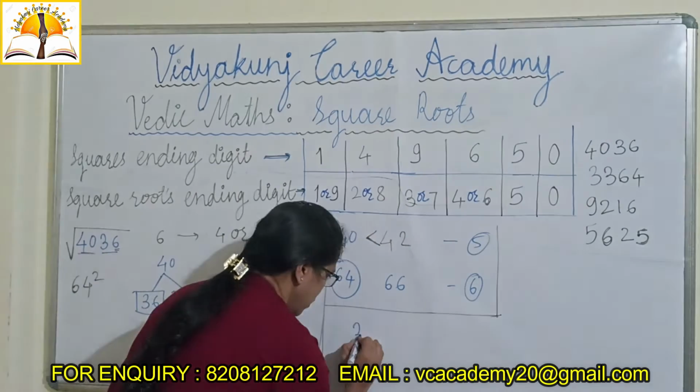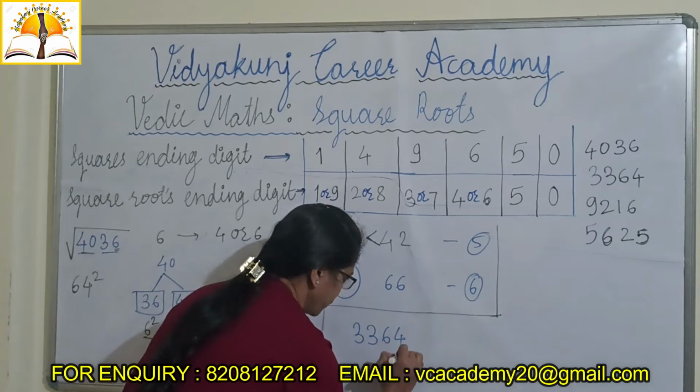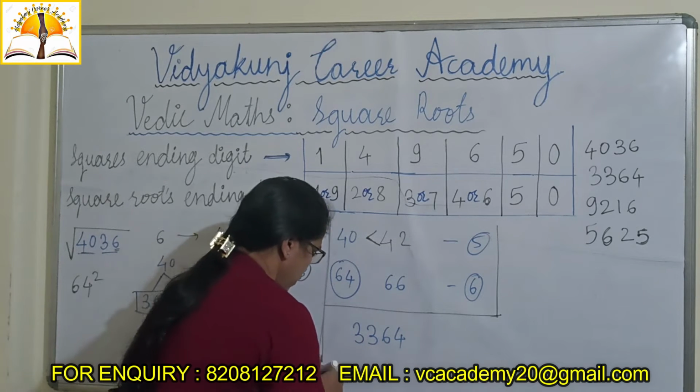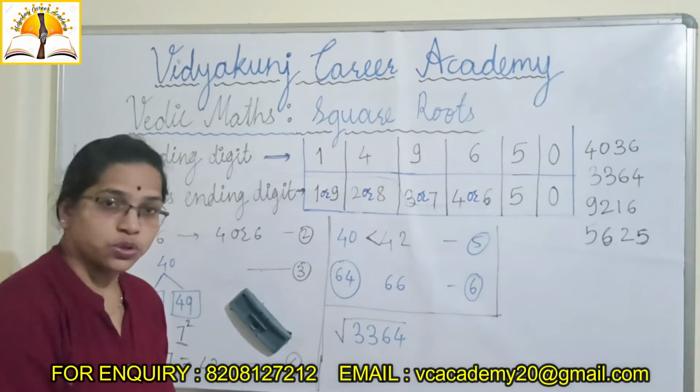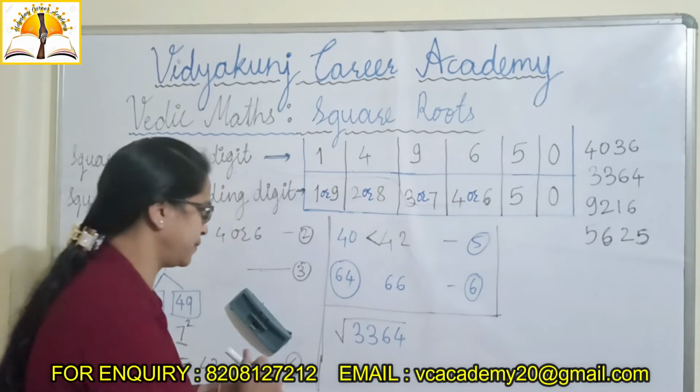What is that? 3364. Okay, first step, what is here? We have to make here two-digit groups from the right side.